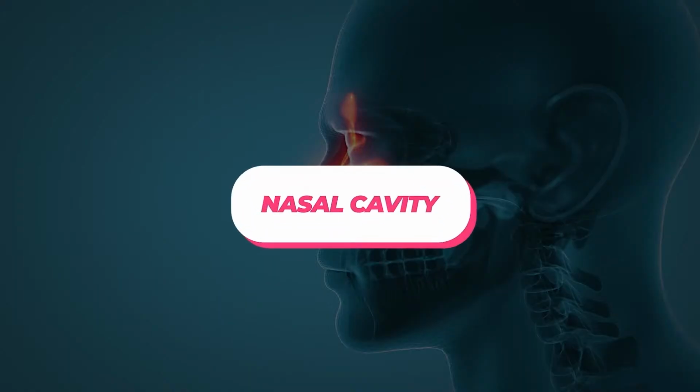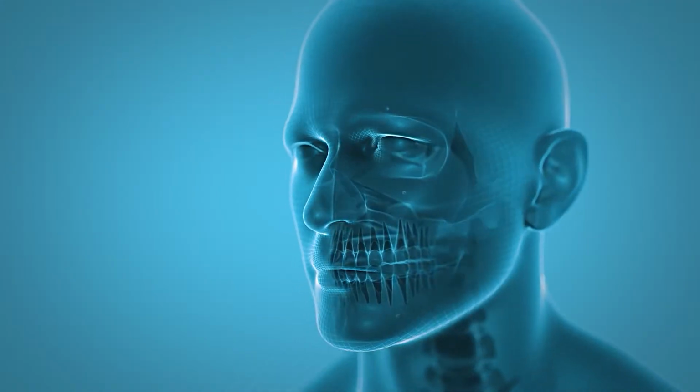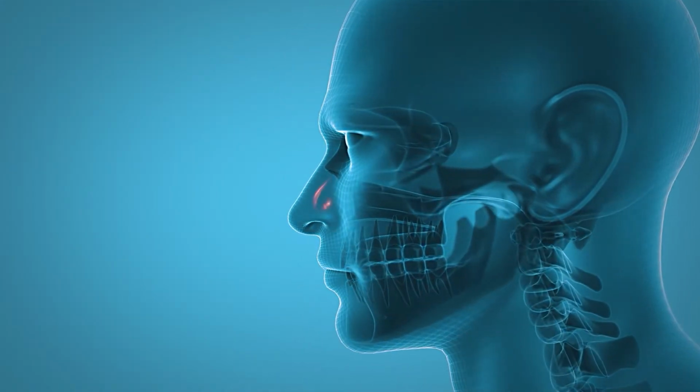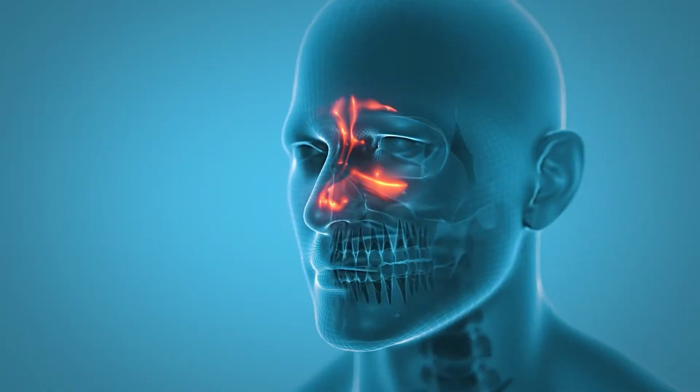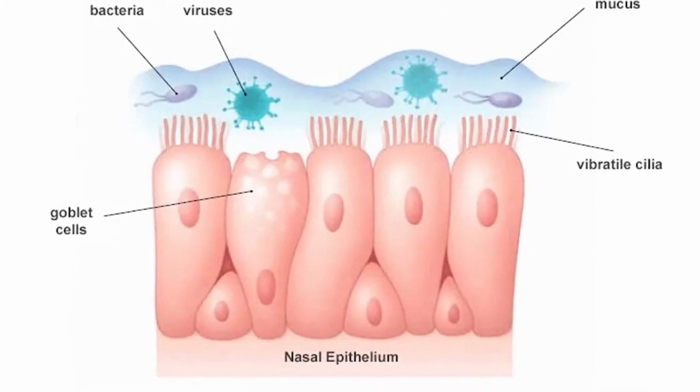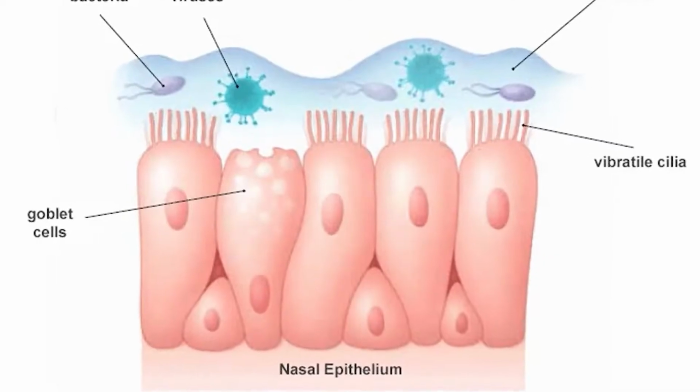Nasal cavity. The nasal cavity is a hollow space in the head that is located above and behind the nose. It is lined with a moist, thin membrane called the mucosa, which is rich in blood vessels and contains tiny hair-like structures called cilia. These cilia help to filter out dirt and other particles that may be inhaled.